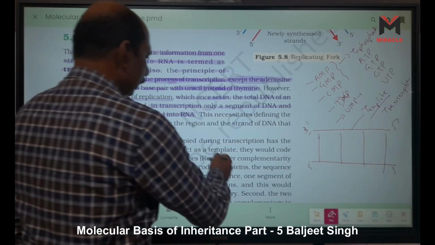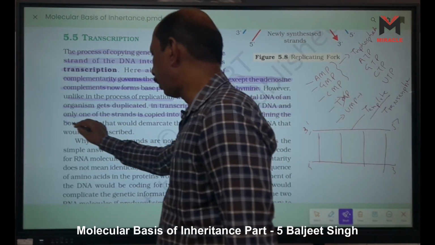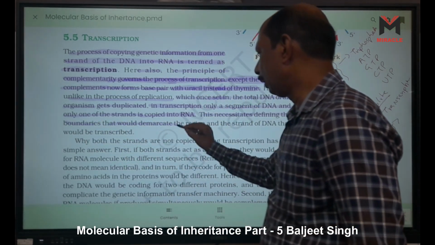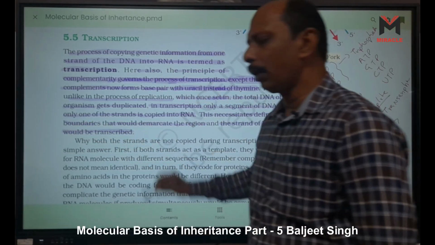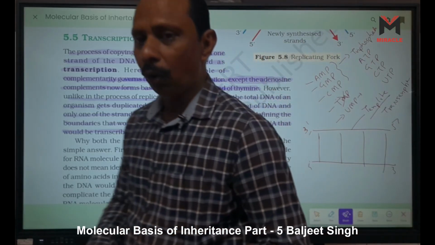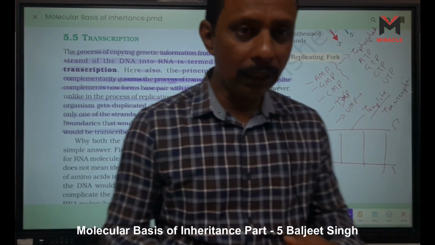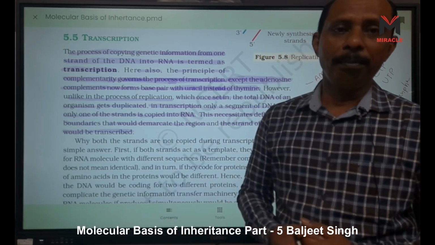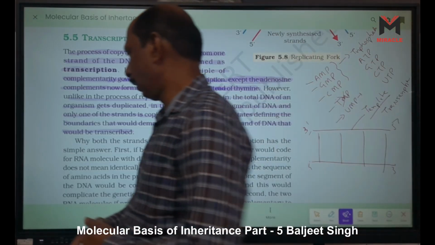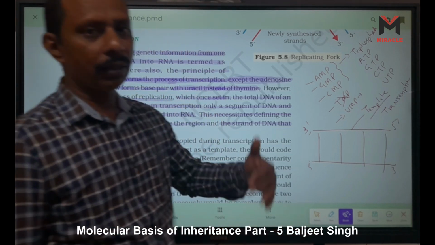Now this necessitates defining the boundaries that would demarcate the region and the strand of DNA that would be transcribed. Now the question is, why is only one strand responsible for transcription? Why not both? Because when both start transcription, different types of messenger RNA are formed, since the sequence is totally opposite, and a totally opposite sequence means a different protein is formed.